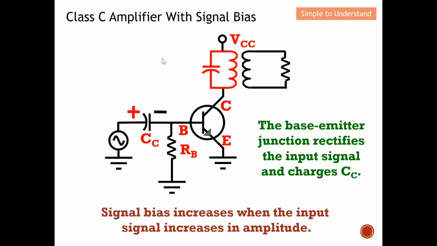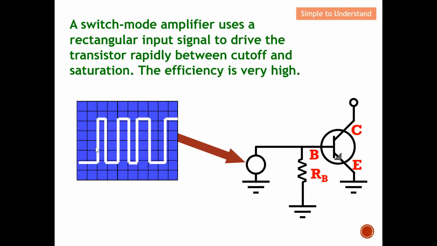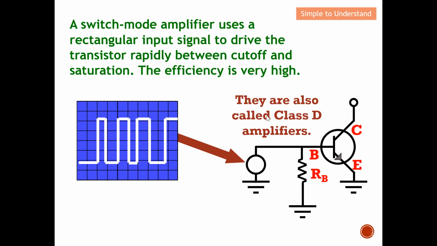So for this particular case of switch mode, they want to switch very quickly between cutoff and saturation. Because we do open circuit, short circuit, the efficiency hence will be very, very high. So this is a class D amplifier. This is at the input; you can see that this is a pulse width modulation, basically to switch very quickly from cutoff to saturation. As I've told you, this will be a class D amplifier.